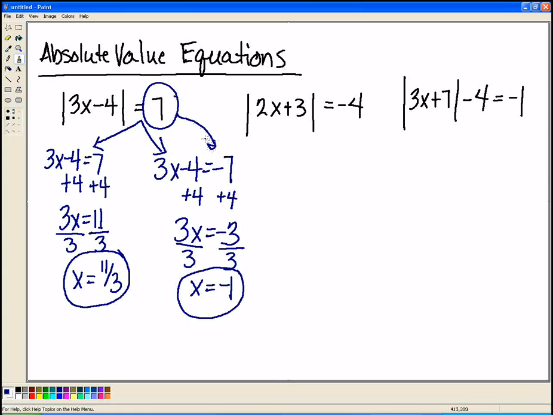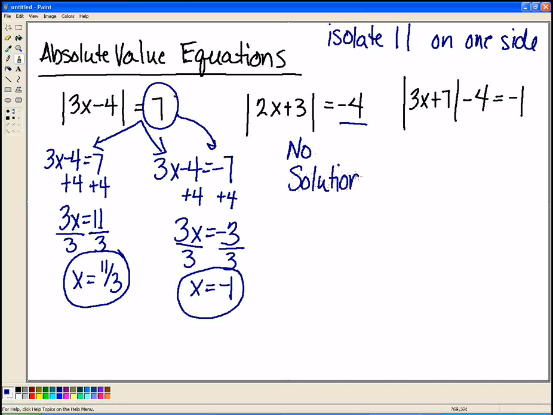Okay? Now here's a watch out. Your first step on all of these should be to isolate your absolute value on one side, okay? And now when you isolate your absolute value, which I've done here, if it is equal to a negative value, then there will be no solution.